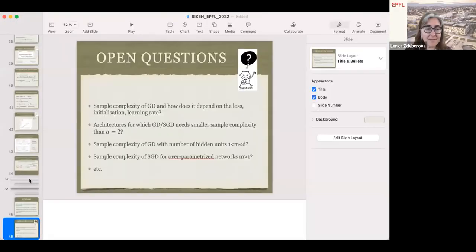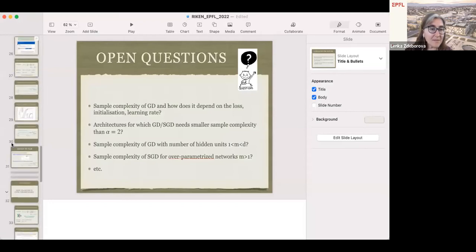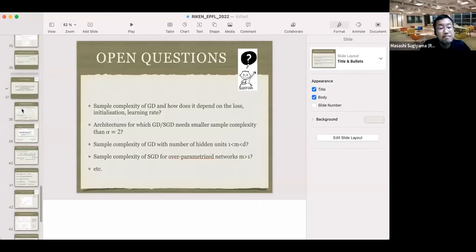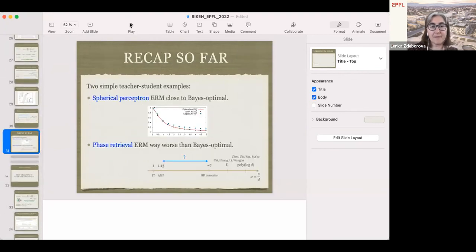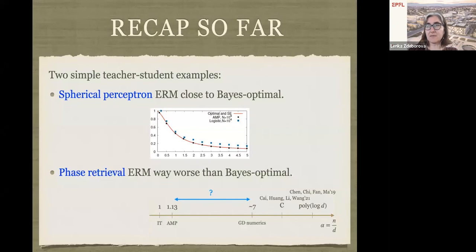Let me maybe go to that summary slide. Where was it? Here. Right. So they are both a special case of this teacher-student setting. The only thing that changes is that the teacher neural network in the spherical perceptron uses a sign function to generate labels. In phase retrieval, it uses an absolute value to generate labels. Otherwise, everything is the same.